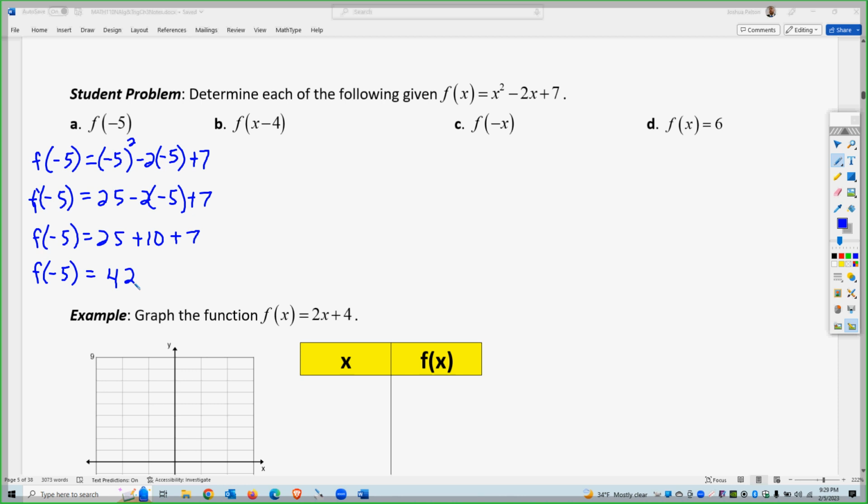All right, so we're going to plug in a binomial now. So f of x minus 4 equals something squared minus 2 times something plus 7. So that something we're plugging in is x minus 4. According to order of operations, we have to square first. So x minus 4 times x minus 4.